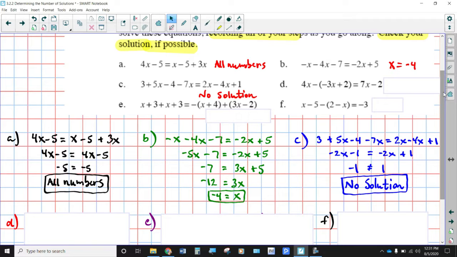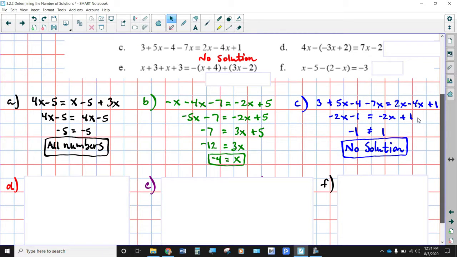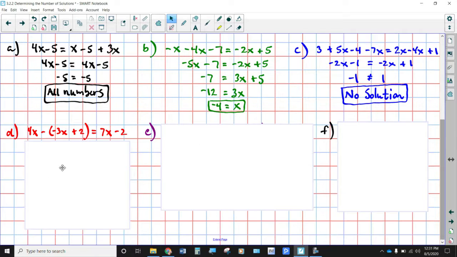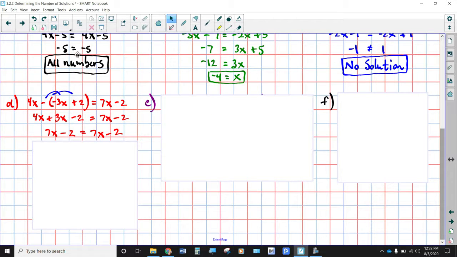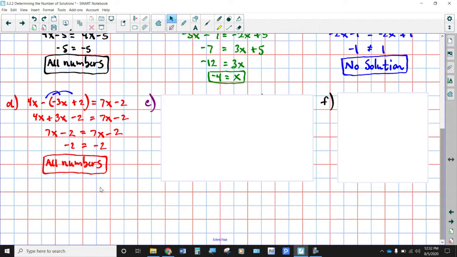For problem D, copy down the problem. Use the distributive property to rewrite this as 4x plus 3x minus 2. So 4x's plus 3x's is 7x's, and here you've got, just like with problem A in game 3, this expression is exactly the same as that expression. So we're going to end up with all real numbers work.